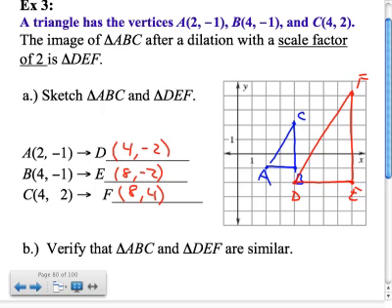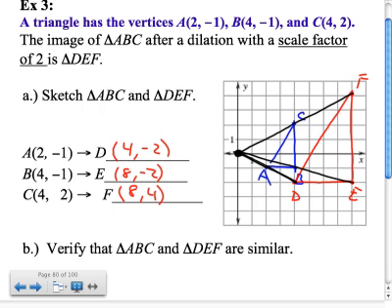And really, where this comes from is the idea that if this is the center of my dilation, the origin, then I can draw a segment going through point A and point D. Okay, and then if I draw a segment going through C, it's also going to go through F. And if I go through B, it's also going to run right into E. That's kind of where this idea of the center of dilation comes from.